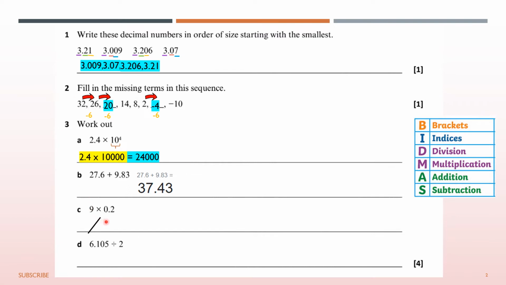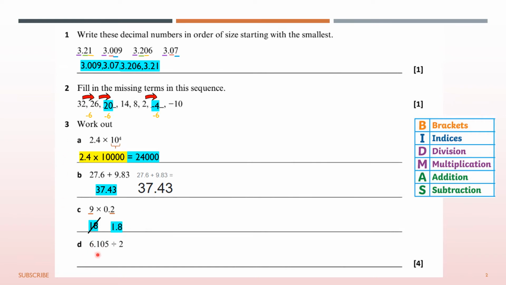3c, 9 multiplied by 0.2. So first we multiply 9 by 2 and we get 18. However, we can see that there's a decimal point here, so we have to divide 18 by 10 because it moved only one time, so we get 1.8.